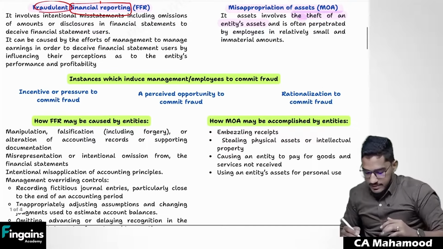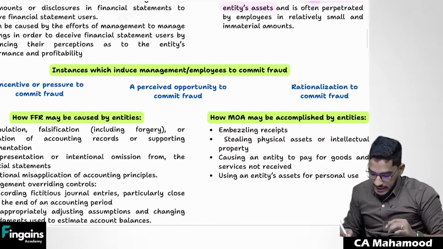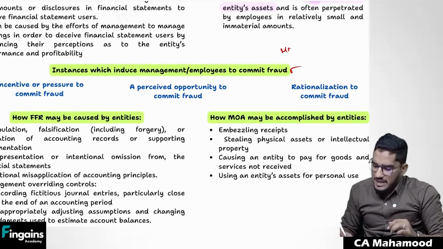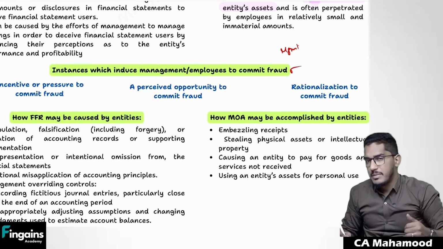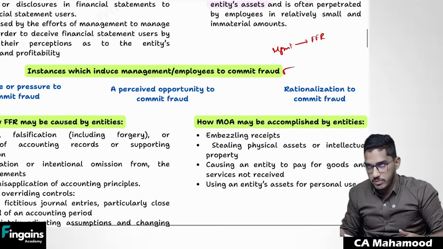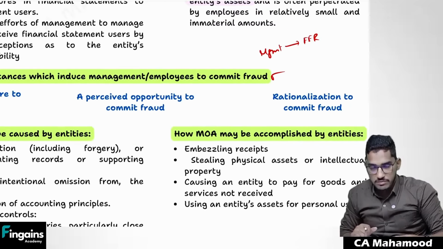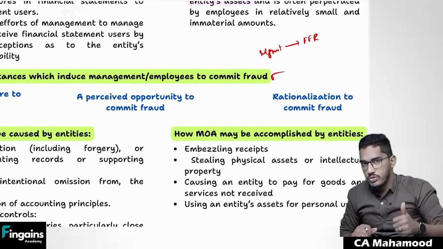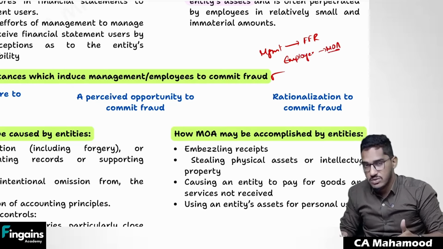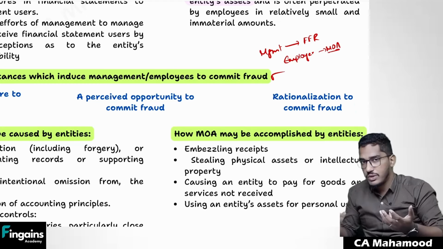Next thing, what are the instances which induce the management or employees to commit a fraud? Sir, why will management commit fraud? What causes the management to commit fraud? For example, if the management is trying to commit fraudulent financial reporting, if they want to convey a wrong picture in the financial statements, what causes them to do that? Similarly, if an employee wants to commit misappropriation of assets, if the employee wants to steal the assets of the company, what causes that employee to do that?